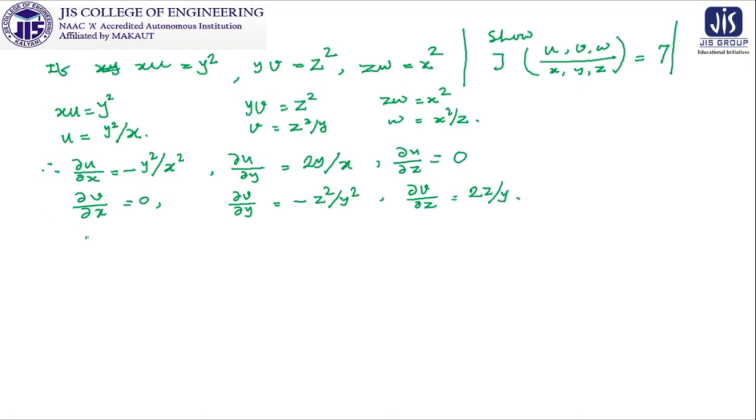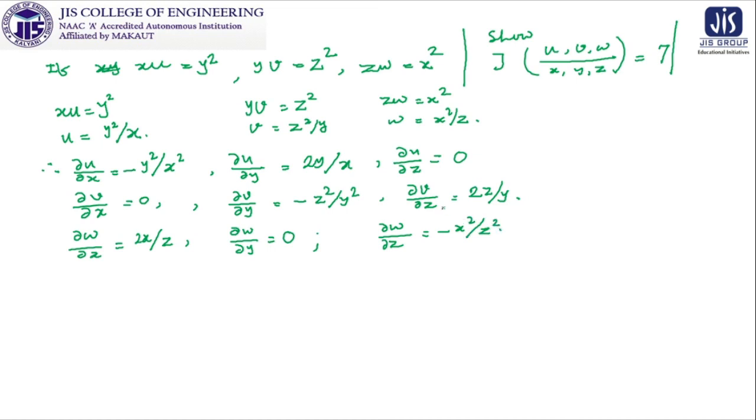And finally, in the similar manner, we have to calculate it for del w del x. And look at this, del w del x will be 2x by z. Then del w del y, there is no expression of y, so del w del y will be 0. And then finally del w del z will be minus x square by z square.